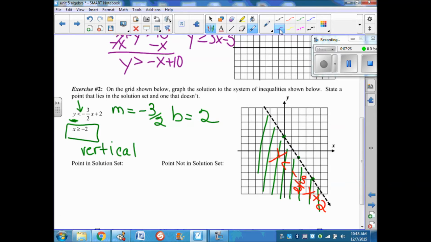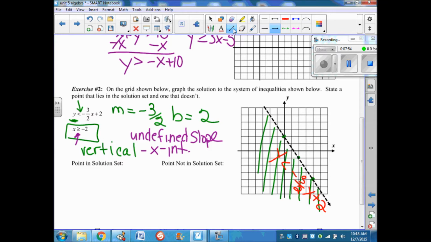We just got an x-intercept. So now we talk about that vertical line. It has an x-intercept, and the slope is undefined, or no slope. So let's find where x is -2, and it is greater than or equal to, so we're going to include those points all along that line, so we're going to use a solid line.